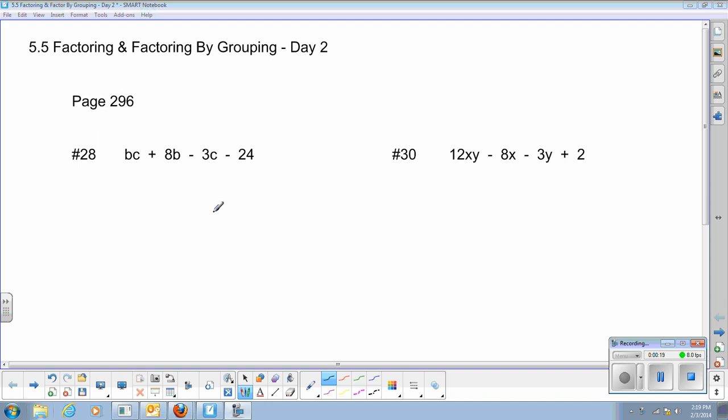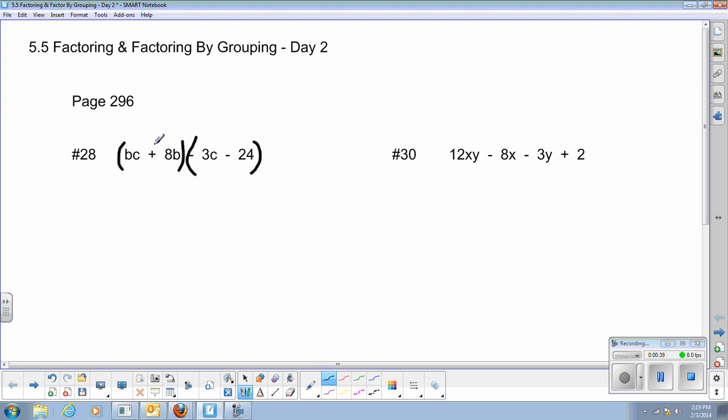Again, when you see a problem that has 4 terms in it, so we have a 4-term polynomial, and we're going to try to factor this. We're asked to factor by grouping. What we want to do again is group the first 2 terms together and group the second 2 terms together. And we want to look for a common factor in each of these 2 terms.